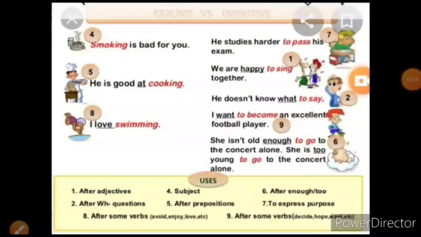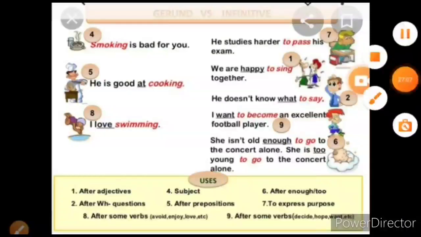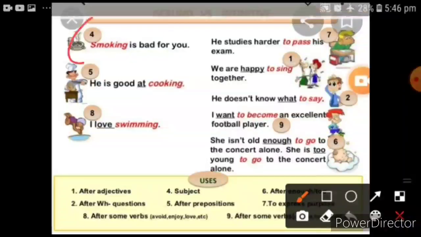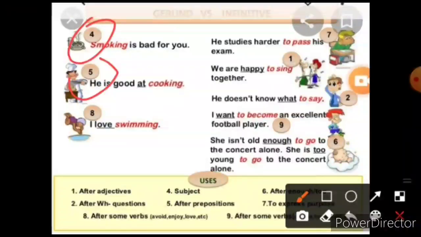Now here there's another table that I want to share as well, and that table is of again gerund and infinitives. And over here, if you look at the numbers 4, 5, the examples that are used are written over here at the back. The first one is smoking is bad for you, so it is basically used as a subject. Then the next is he's good at cooking. Number 5, after the preposition you're using it. And I love swimming. After some verbs like avoid, enjoy, love, you are going to use gerunds over here.